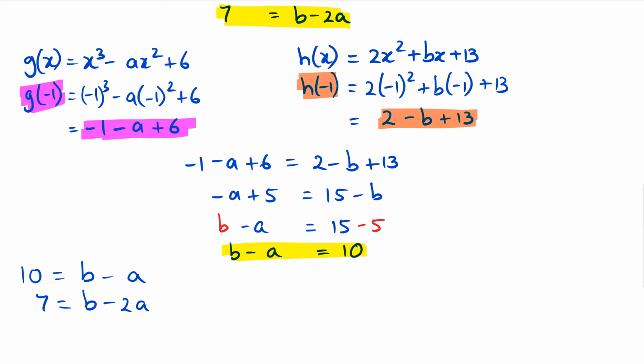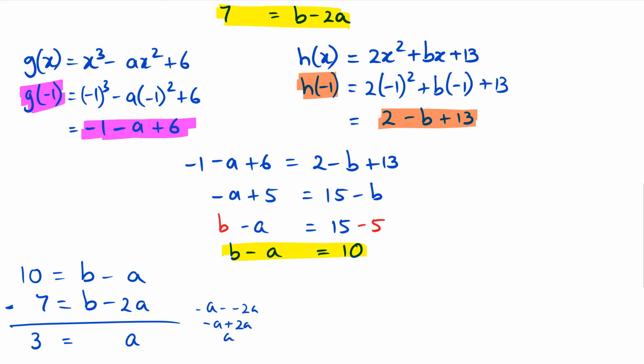And so at this point what I need to do is just eliminate them. So I'm going to subtract this. So 10 minus 7 is equal to 3. B minus b is equal to 0. Negative a minus negative 2a will become positive a. So just to see how it became that, we've got negative a minus negative 2a, which becomes negative a plus 2a, and then you're going to get a.